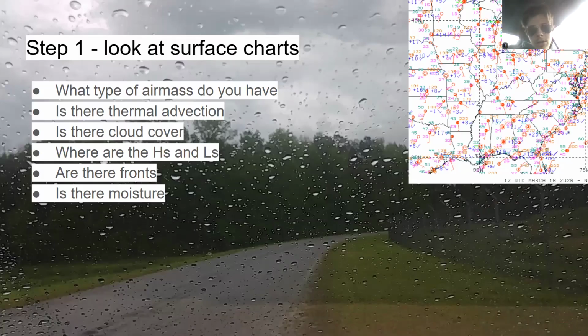So the first thing that you want to do, look at the surface charts. You can easily find these online and they're going to show you what the current conditions are. What type of air mass do you have? You want to think about that. Is there thermal advection? Do we have cloud cover going on? Where are the highs and lows? Are there any fronts? Is there moisture? These are all things that will affect the current conditions and affect the temperature forecast.